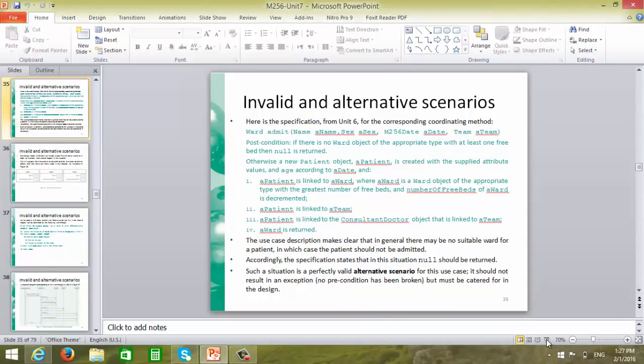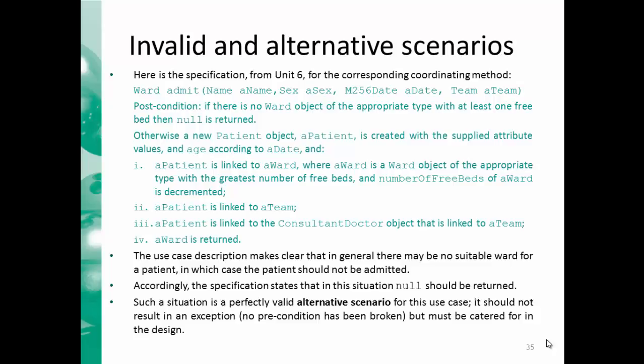As we just mentioned, alternative scenarios are different from invalid scenarios. Alternative scenarios will continue the process until the end. It will not throw an exception. In the case of the use case and the admit method in a class ward, we have the post condition: if there is no ward object of the appropriate type with at least one free bed, then null will be returned. And when we return null, this is an alternative scenario. This is not an invalid scenario. An alternative scenario is a successful scenario, but the result is negative.